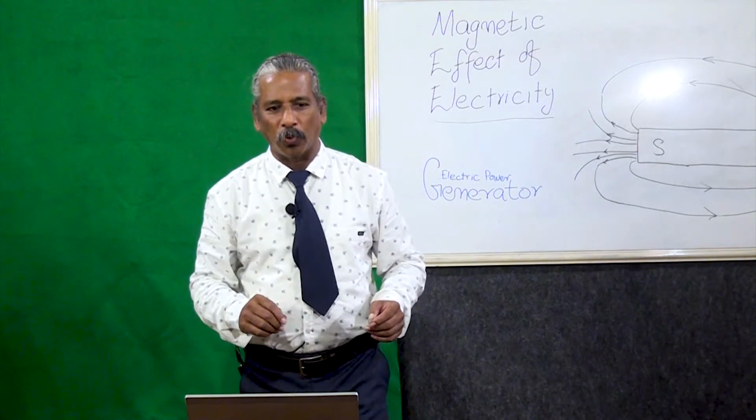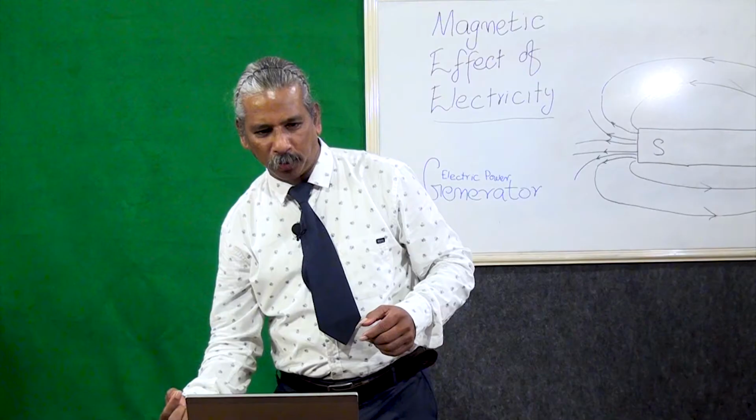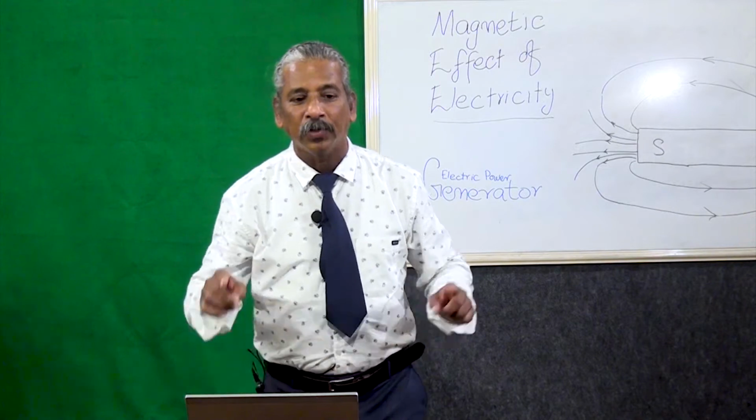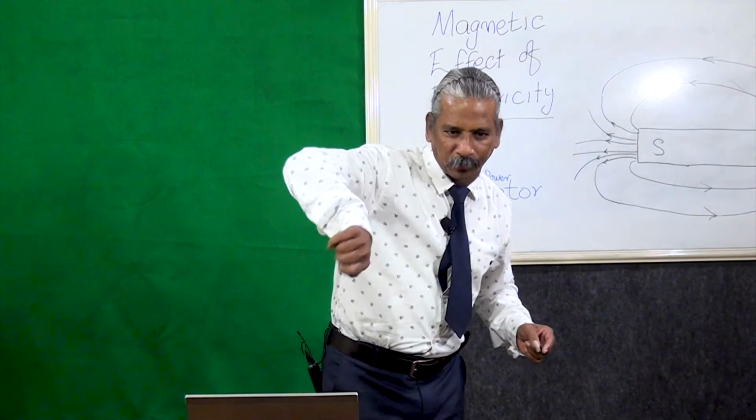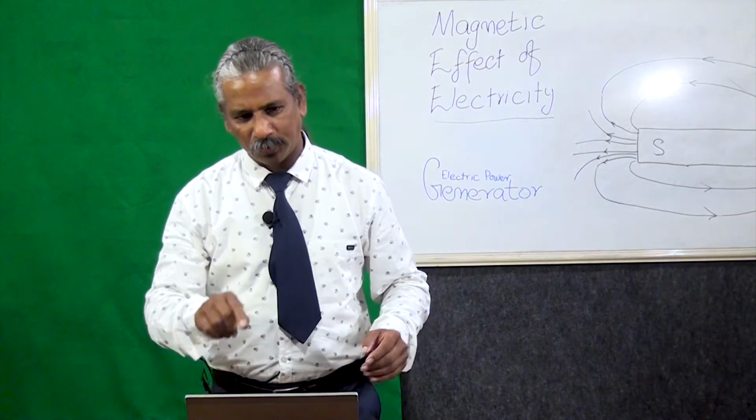Maxwell's corkscrew rule: if the direction of forward movement of a screw shows the direction of the current, that means the sharp end pointing towards the direction of the current, then the direction of rotation of the screw shows the direction of magnetic field. That's simple.